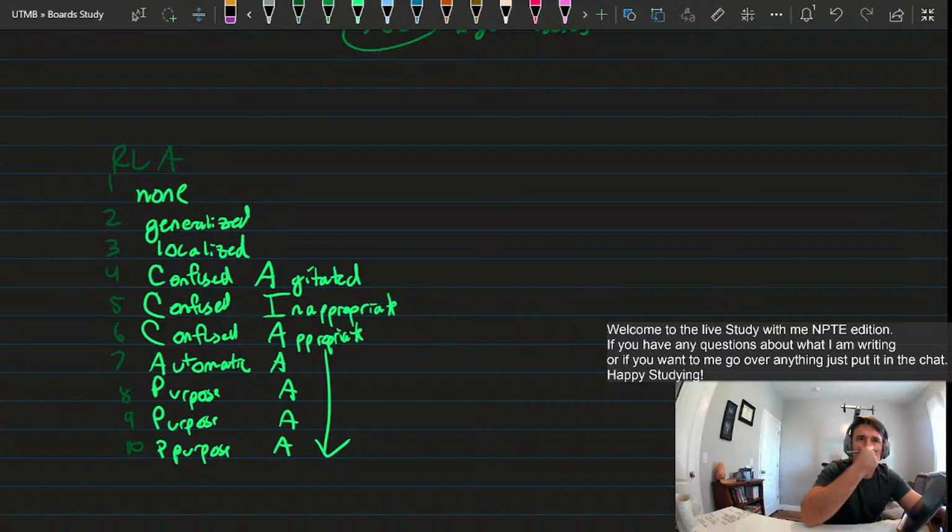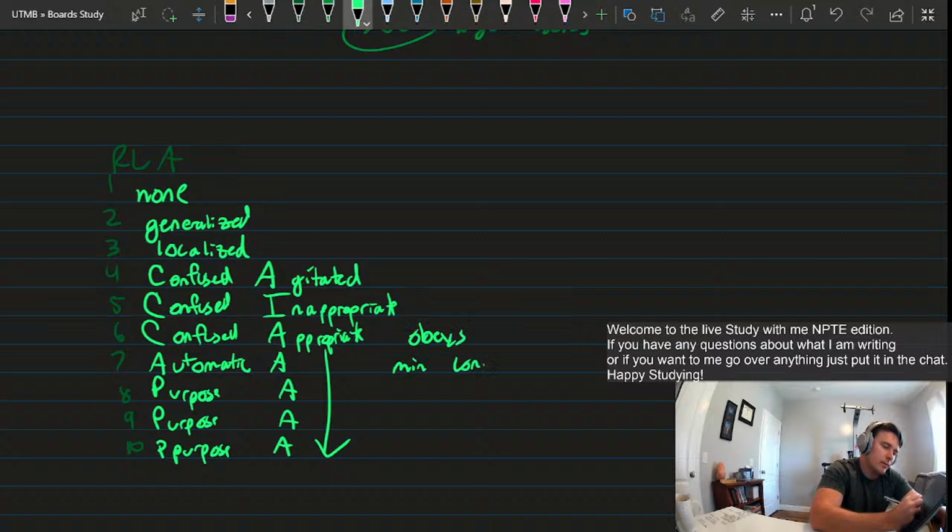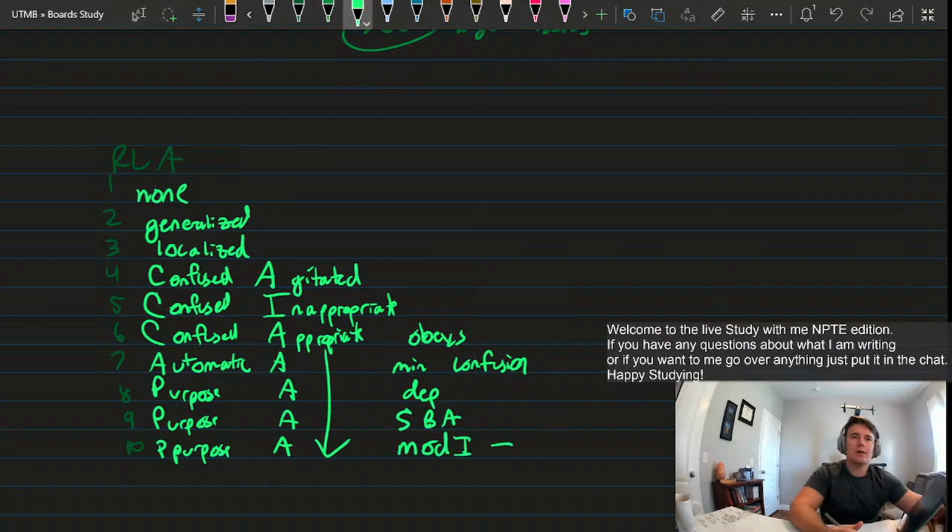6 is response to commands, so obeys commands. This is minimal confusion. The next one is going to be an 8. So this is going to be depression. Function in daily life, which will help them count change back, to help plan meals and stuff like that. So they don't need any manual labor assistance.